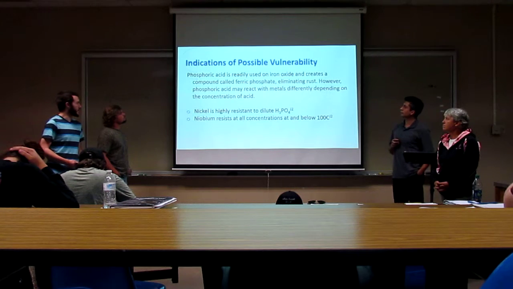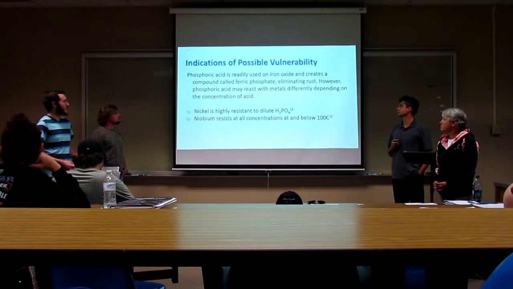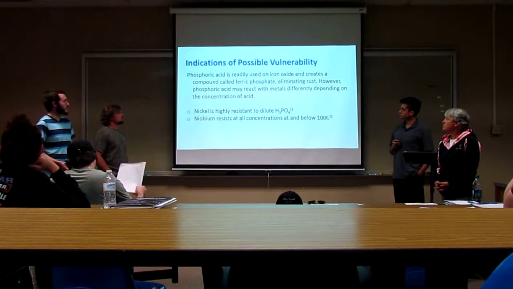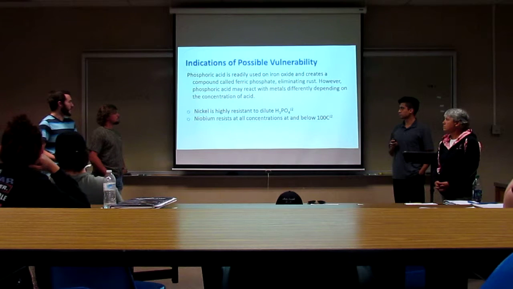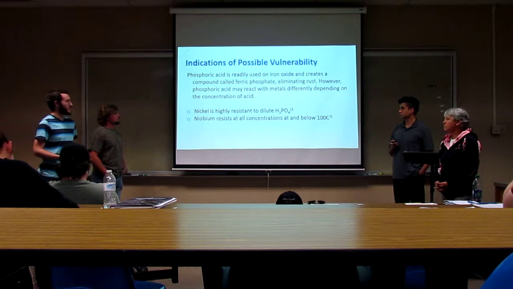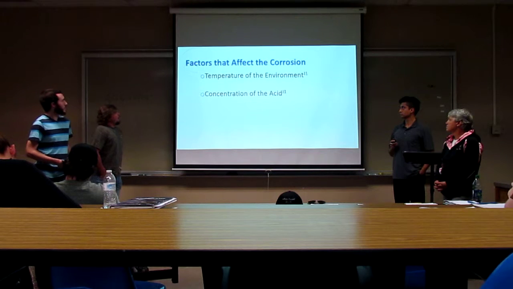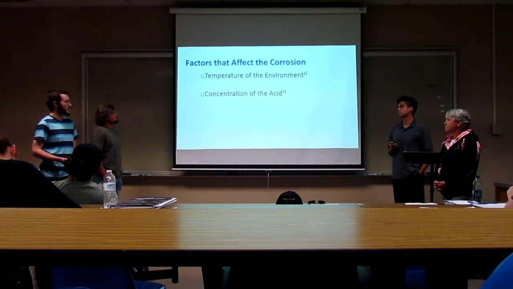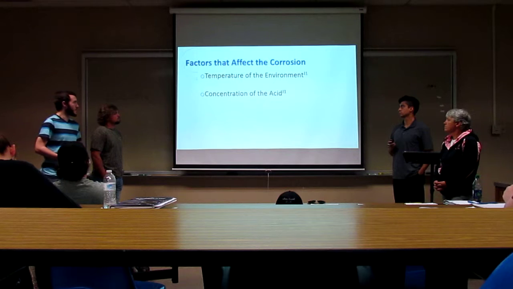Indications of possible vulnerability. It's rarely used on iron oxide, and it creates a compound called ferric phosphate, which eliminates rust. And it can react with the metals differently depending on the concentration of acid. Niobium and nickel resist phosphoric acid, and it pretty much depends on the concentration of phosphoric acid. Factors that affect this type of corrosion, something that's been recurring, are temperature and concentration of the acid, and that's pretty much true for every acid in this PowerPoint.